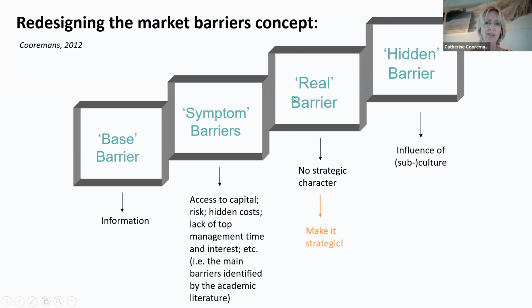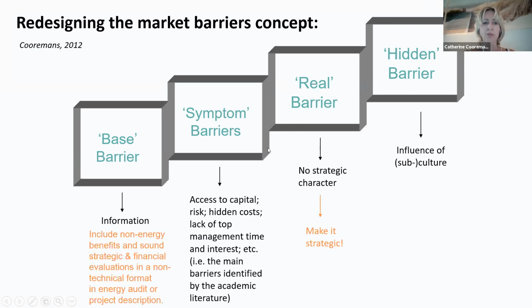So based on this concept, if it's not strategic, make it strategic. How do you do that? You can do that by including non-energy benefits and sound strategic and financial evaluation in a non-technical format in energy audits or project descriptions. And of course, to overcome the cultural barriers, try to customize communication. And this is really the main concepts which underlie the development of the M benefits method.